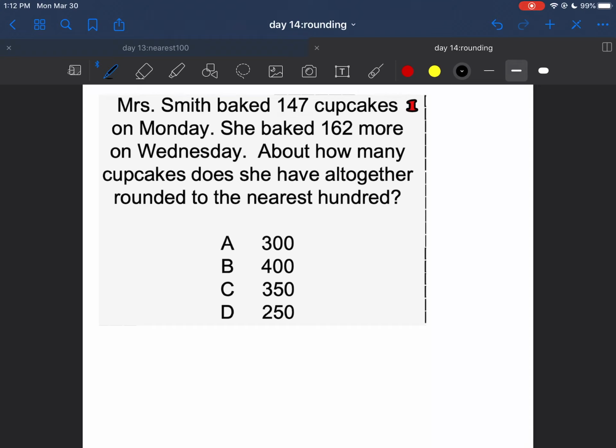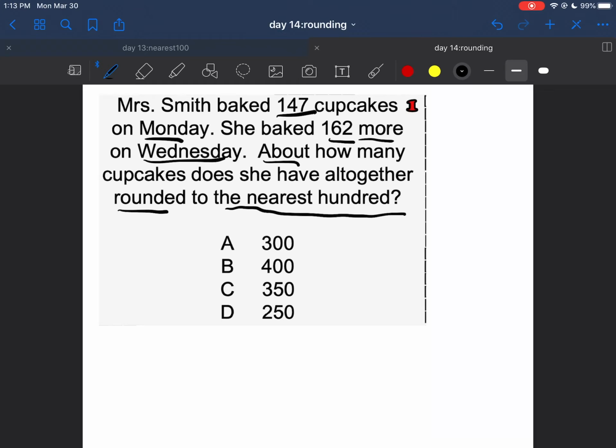Mrs. Smith baked 147 cupcakes on Monday. She baked 162 more on Wednesday. About how many cupcakes does she have altogether, rounded to the nearest hundred? All right, so this problem has told us that we are rounding to the nearest hundred, so we know we're going to have to do that. But first, let's see what operation we're going to have to use.